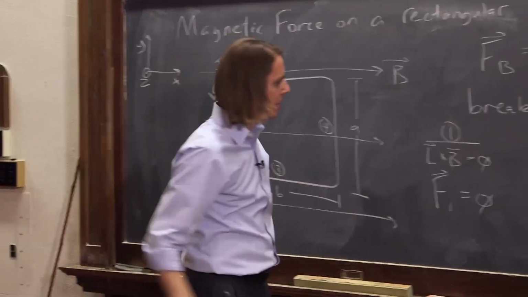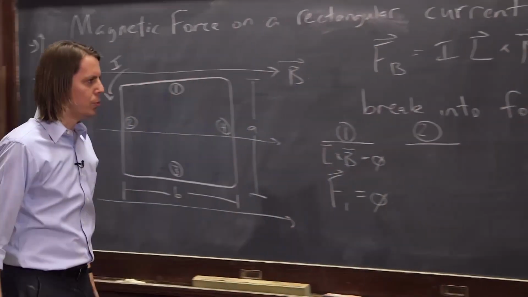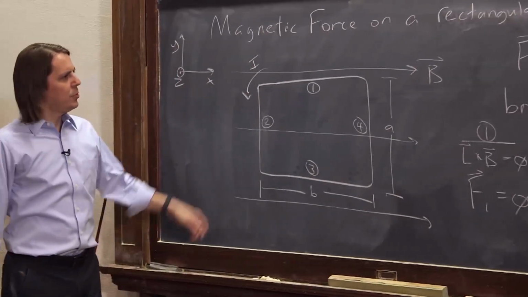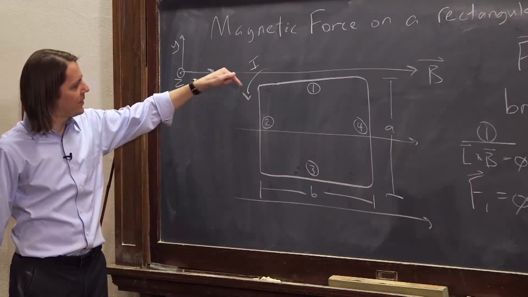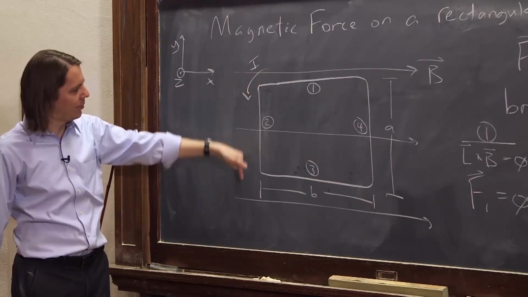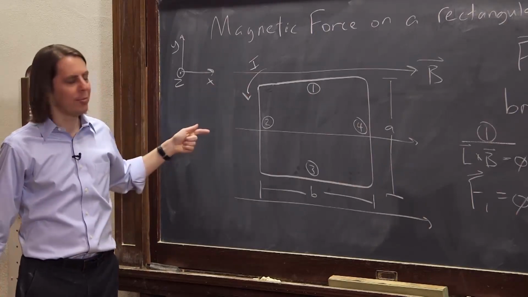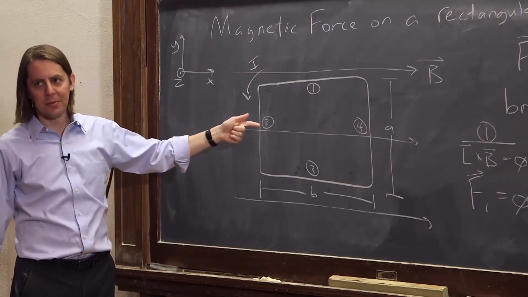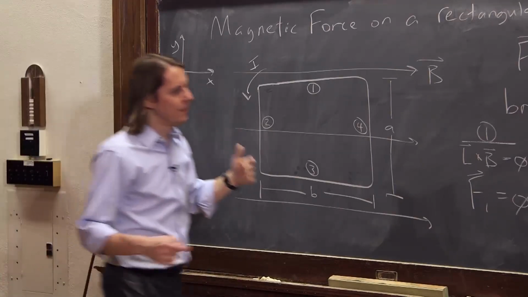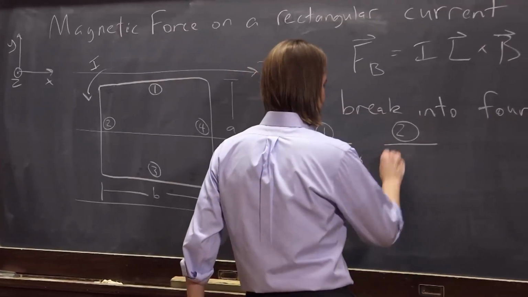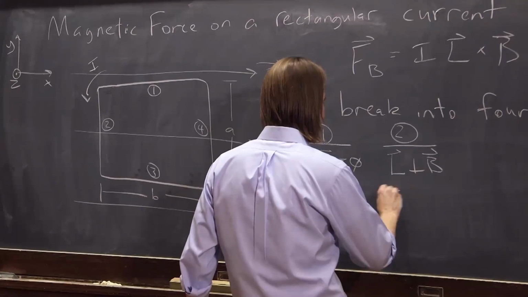Good. Okay, let's keep going. Segment 2. In segment 2, if you add up all the ds's, or you just think of it as an L, it's a vector of magnitude A pointing down. Okay? And the B field is to the right. So those are perpendicular. That will give you a cross product, 90 degrees. The sine of 90 is 1. So here we have that L is perpendicular to B. So this time the force is not going to be 0.